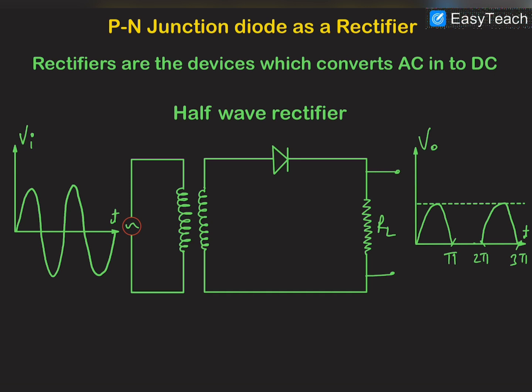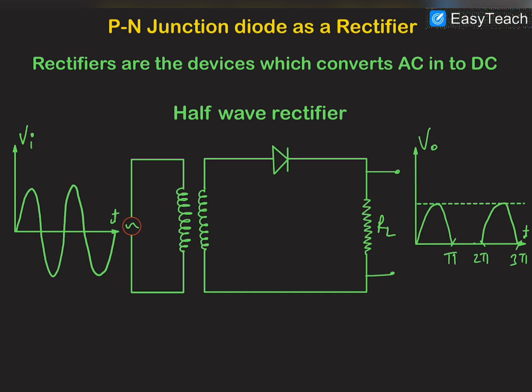So the transformer which is inside your charger is converting that 220 volt AC into 9 volt or 12 volt, and the rectifier inside your charger is doing the conversion of AC into DC. So a rectifier is a device that converts AC into DC, and rectification is the process of conversion of AC into DC. So let us first of all discuss the half wave rectifier in this video.